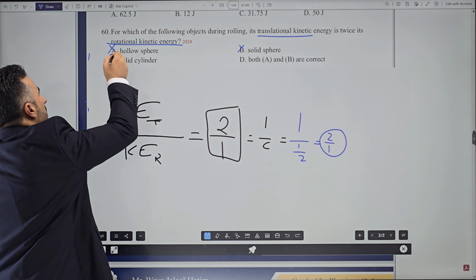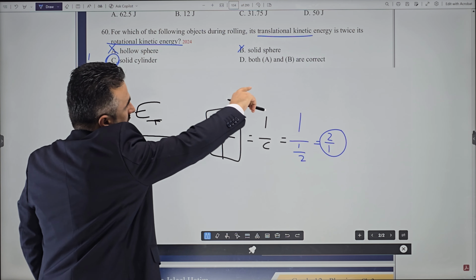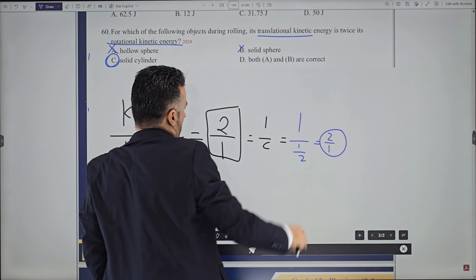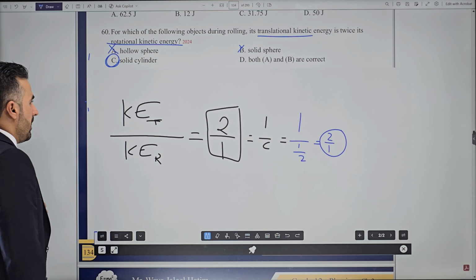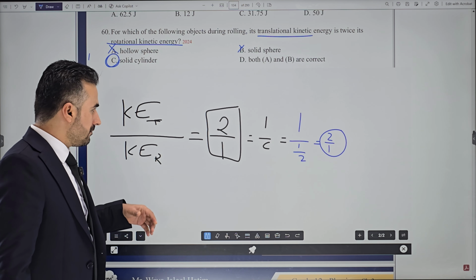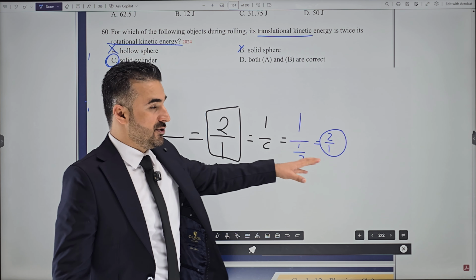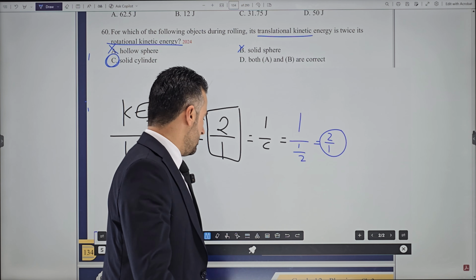So the answer is C here. What about, let's try this one. It says both A and B, of course, these were incorrect. You might wonder, for example, sometimes if you memorize just numbers, you might face some difficulties here.